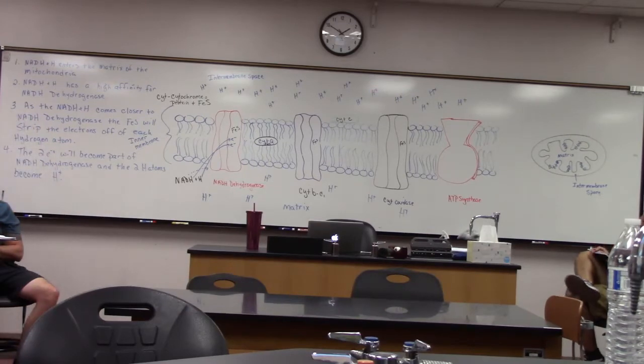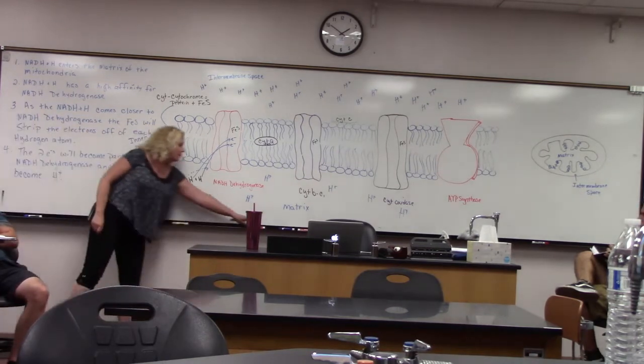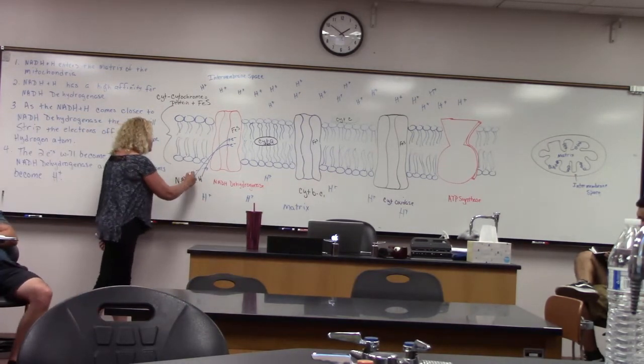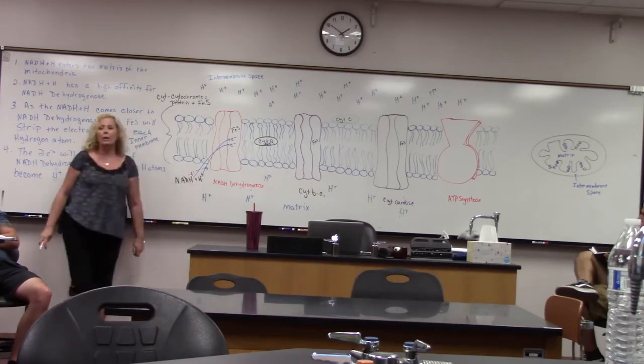So the 2 electrons are going to be stripped off of the hydrogen atoms by the iron in NADH dehydrogenase, or our first protein. That means those 2 electrons become part of this first cytochrome, and since the hydrogen atoms have lost their electrons, they now become positively charged hydrogen ions.